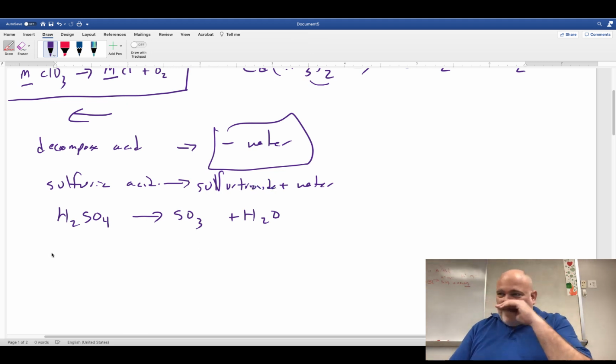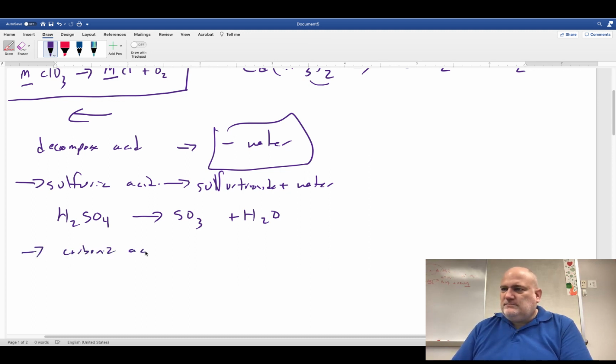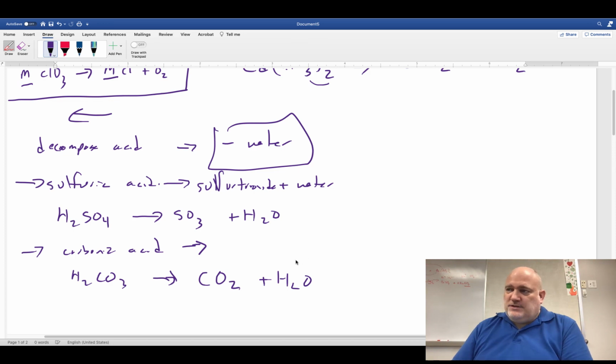The other acid you might face is carbonic acid. And carbonic acid is H2CO3. And similarly, what you're going to do is pull out water. So you're just going to put water out here, and then you're going to subtract the water from this, and you're going to end up with CO2. And when I do that, you're going to end up with carbon dioxide plus water.